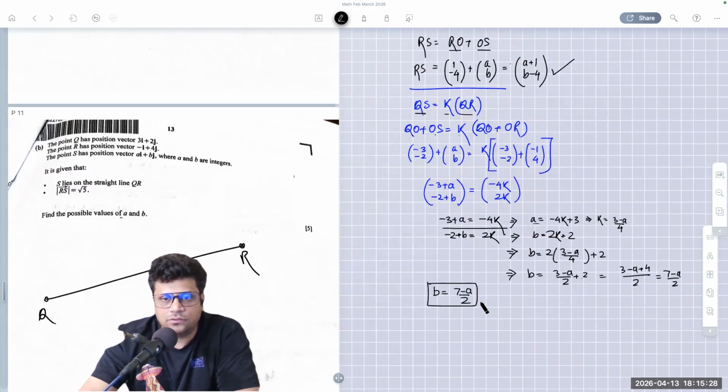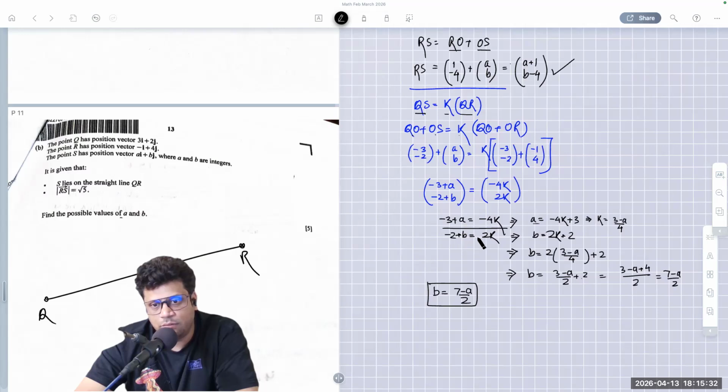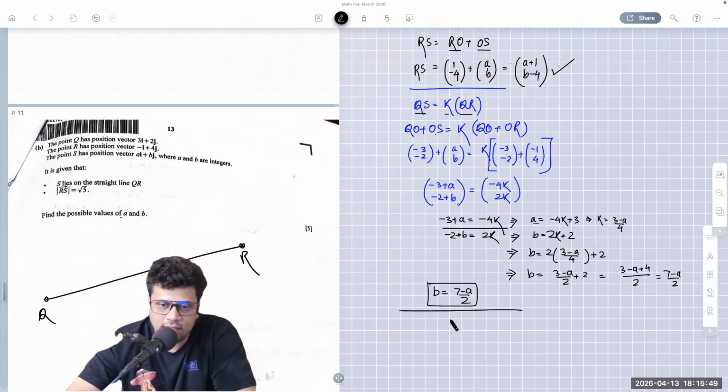Okay, so -3 plus A is -4K. -2 plus B is 2K. From here, I get K is (3 minus A) by 4, and B is (3 minus A) by 2 plus 2. So that's (7 minus A) by 2. Now I'll bring back RS. Well, I know RS is (A plus 1, B minus 4).